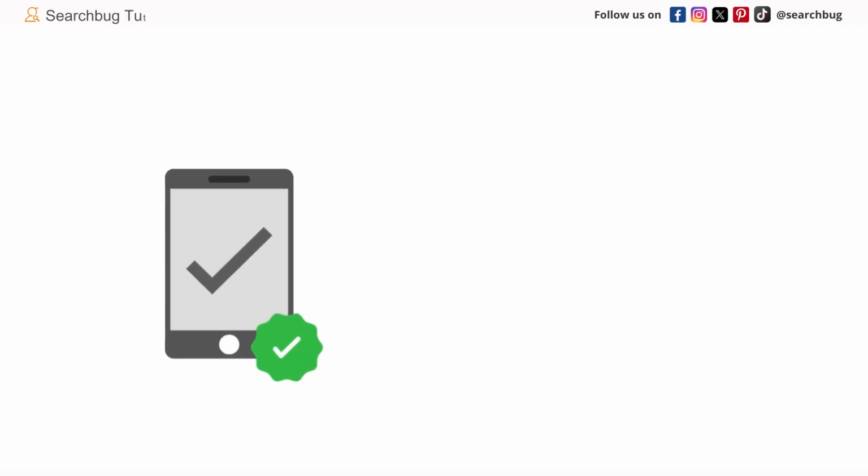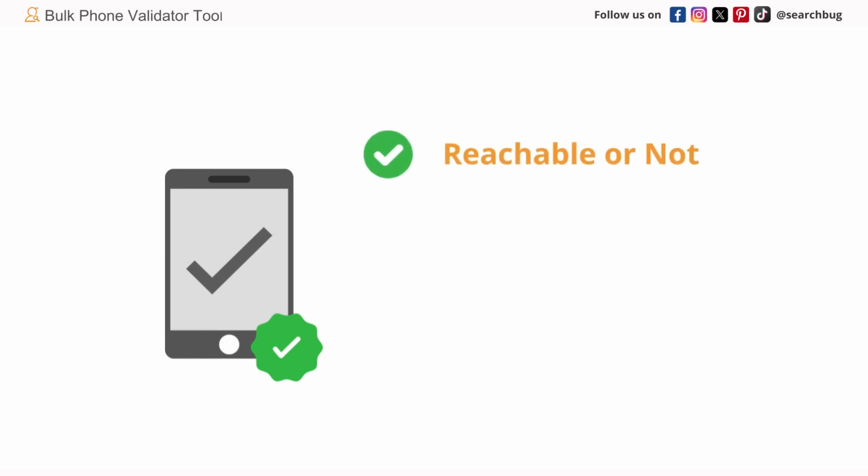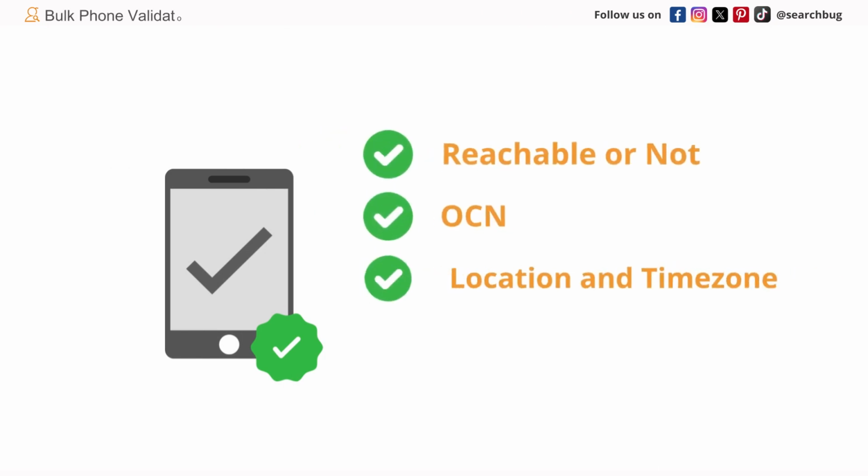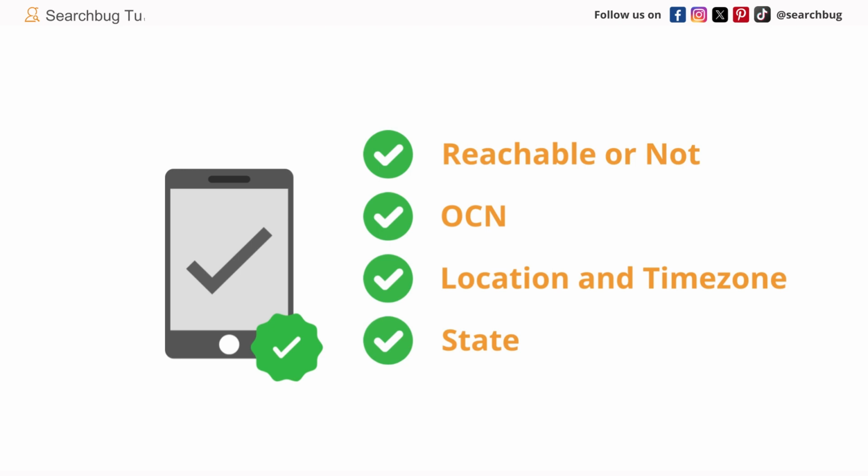And with the help of a phone validation tool, it will also tell you if the phone number is reachable or not. It will give you the OCN, the location of the phone number, the time zone, and the state.